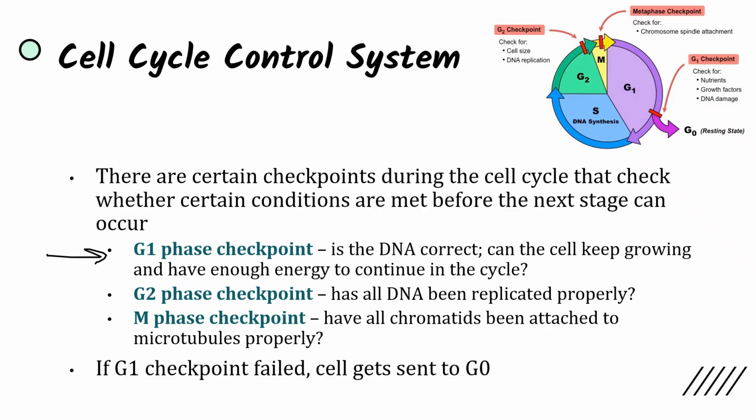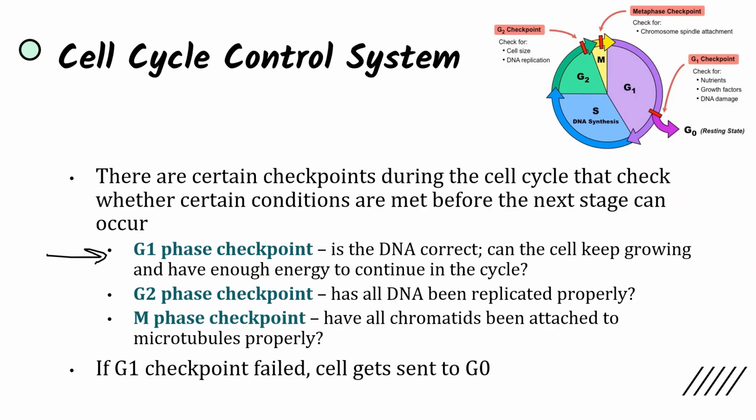Next, there's a G2 phase checkpoint before we enter mitosis that checks if the DNA has been replicated properly during synthesis. Because again, anything disrupting the DNA, then we can't divide because we don't want bad cells. And lastly, there's an M phase checkpoint. Have all the chromatids been attached to microtubules properly?